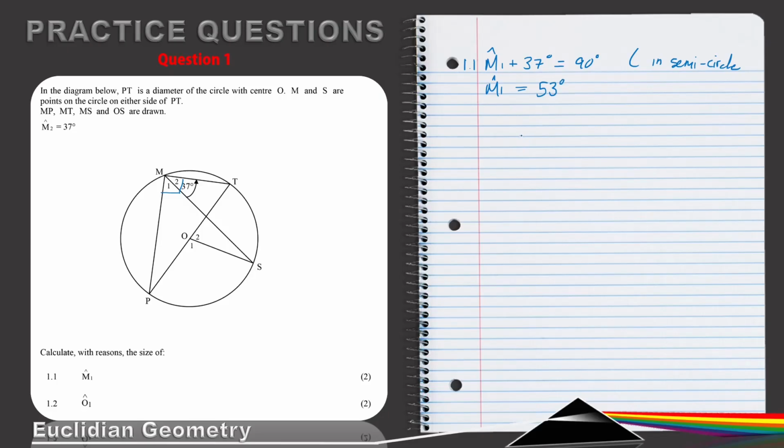Okay, now for 1.2, for O1. So O1 is subtended by PS, and that is subtended to the center of the circle. And then we've also got M1 subtended to the circumference. Now we know that the angle at the center is twice the angle at the circumference, so we can say O1 is then equal to twice M1. So this is going to be equal to 106 degrees, where we have that the angle at center is equal to 2 times the angle at circumference.